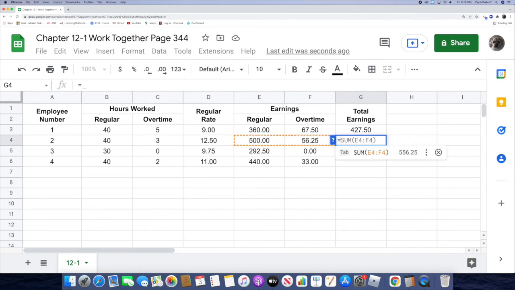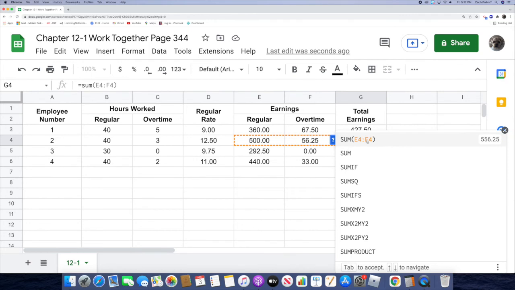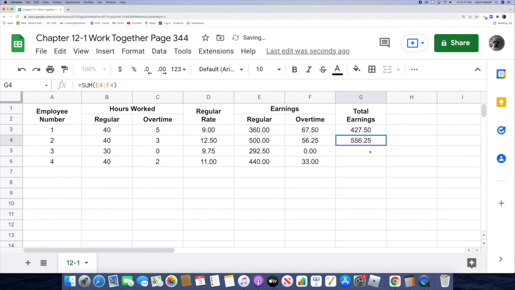We're going to do the same thing for employee number 2. We're going to type in equals sum, take the regular earnings and add them to the overtime earnings, and then right click, and that will give us $556.25, which are the total earnings for employee number 2.